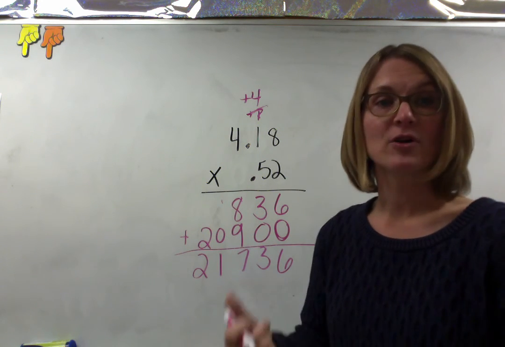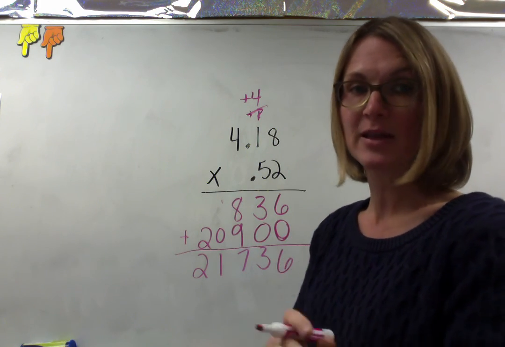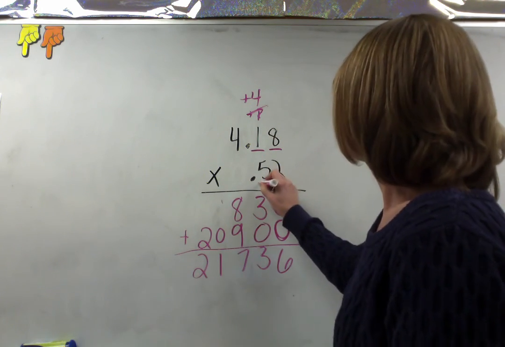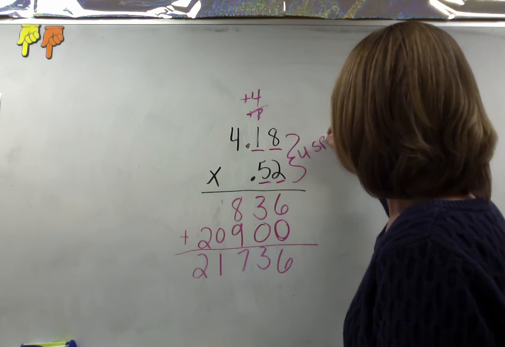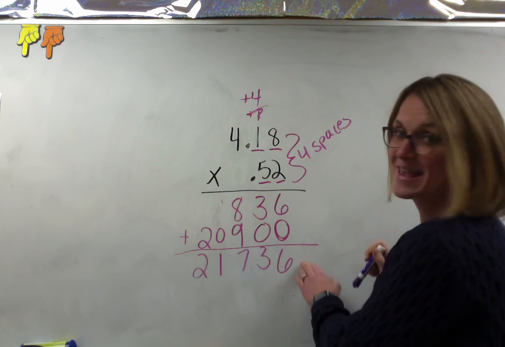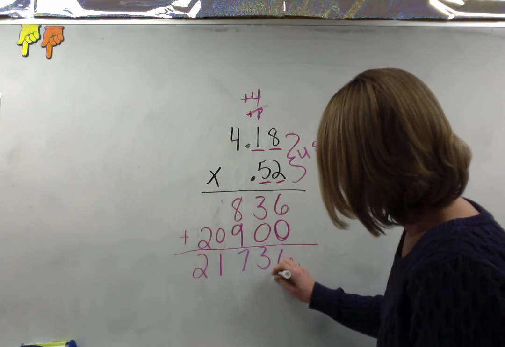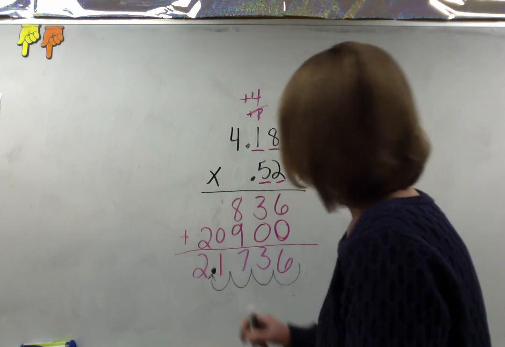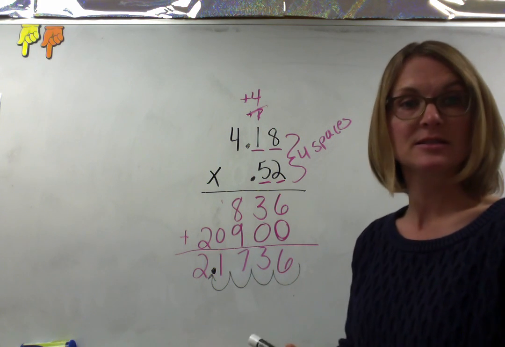Okay, now we have to go back and deal with the decimals. So we're going to count the total amount of numbers that come after the decimal in the problem. So up here I've got 2 numbers that come after the decimal. And down here I also have 2 numbers that come after the decimal. So this time I'm actually going to move it 4 spaces. So I'm going to come down to my answer. I'm going to start from the end of my answer. I'm going to move my decimal in 1, 2, 3, 4 spaces. And so my answer is going to be 2 and 1,736 ten thousandths. All right?